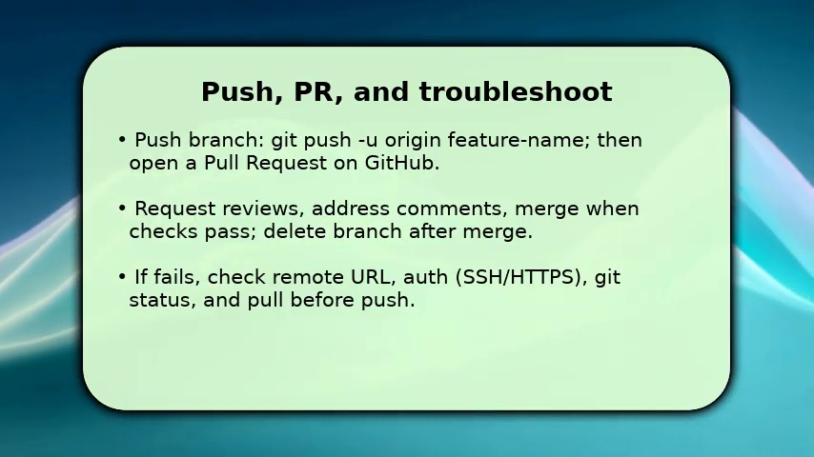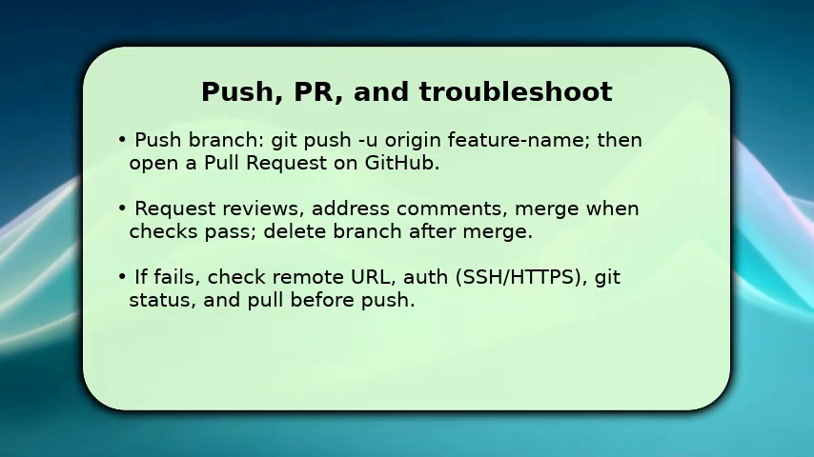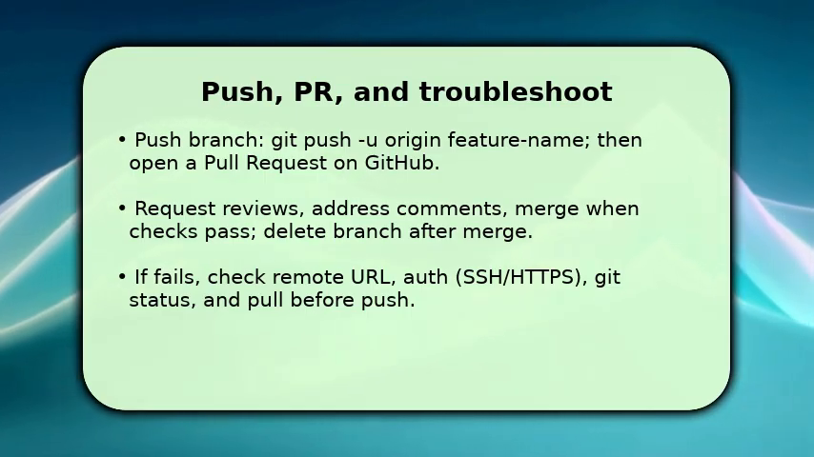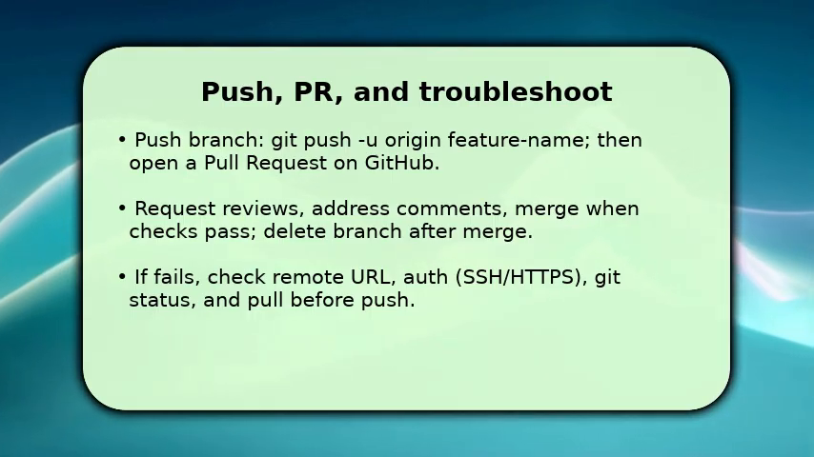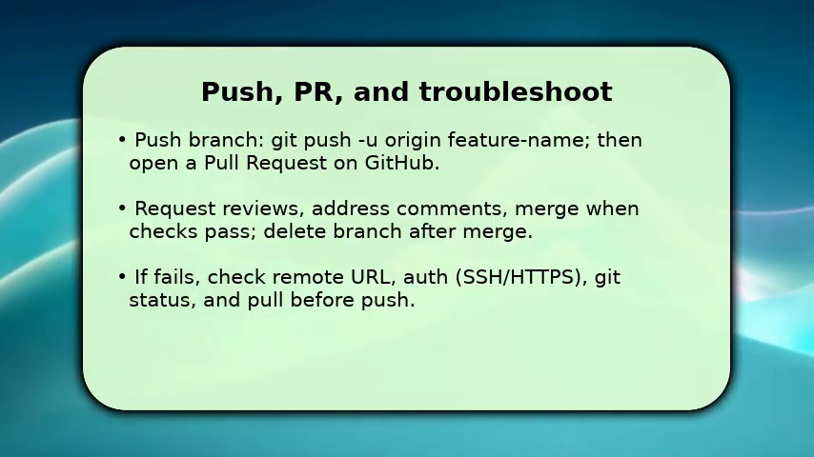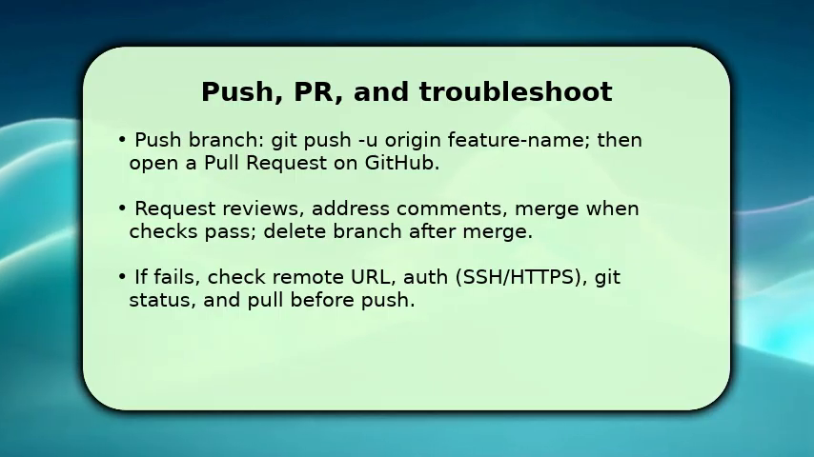If something goes wrong, first run git status and git pull to sync. Confirm your remote URL and authentication method. SSH keys often need an agent. HTTPS may require a token. If push is rejected, rebase or pull. Resolve conflicts, then push again.